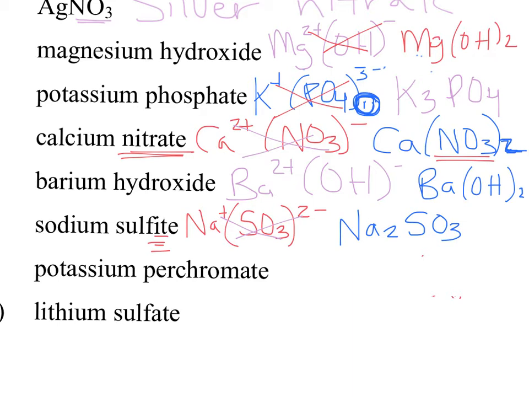Potassium perchromate. Again, perchromate you've never seen before, and to be honest with you, I'm going to actually have to think about what it is. It's very rare to have. Potassium perchromate. Potassium's in group 1, so it's a +1. Chromate is CrO4, 2 negative. So perchromate means 1 more oxygen, so it's CrO5, 2 negative. And so when you crisscross, you're going to get K2CrO5. And so that's going to be the final answer. And then the last one on the front page is going to be lithium sulfate, which is Li+.